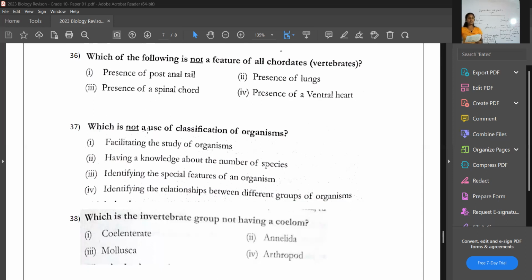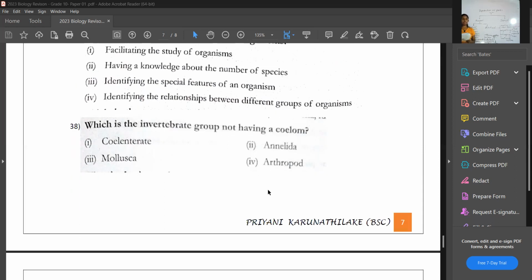37, which is not a use of classification of organisms? Second one, having knowledge about the number of species. Number of species, it is not a use of classification. 38, which is the invertebrate group not having a coelom? That is the first group, the coelenterates, right? They do not have a coelom, only they have a cavity.